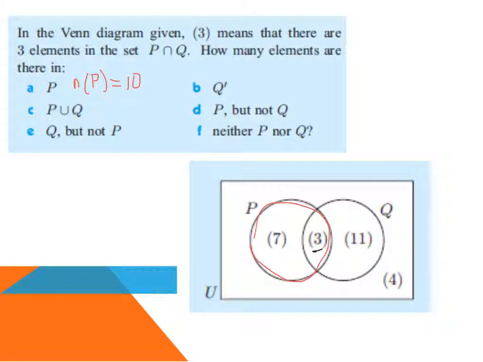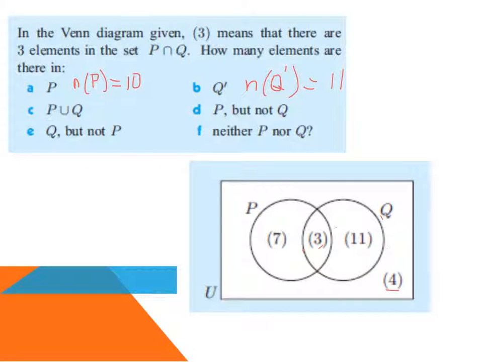The number of elements that are in P union Q, I'm actually working on C next, but let's go ahead and go across. The number of elements that are in the complement of Q, which is not in Q, we're not going to count any of these, because these are in Q. So we have 7 plus 4, which is 11. There are 11 elements that are in the complement of Q.